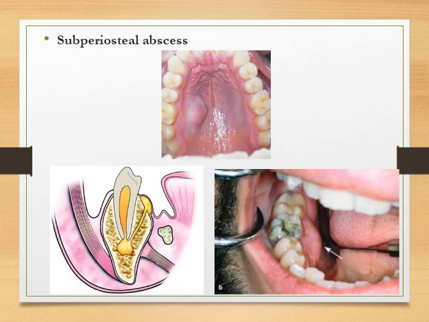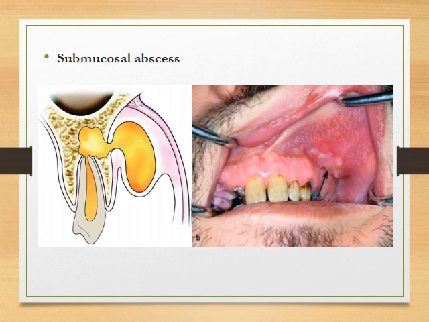If the infection or the pus perforates the cortical plate but not the periosteum, it will spread beneath the periosteum, causing a subperiosteal abscess, as in the example of palatal abscess or abscess around the body of the mandible. If the perforation of the periosteum occurs intraorally, the accumulation of the pus will occur beneath the mucosa, causing submucosal abscess.